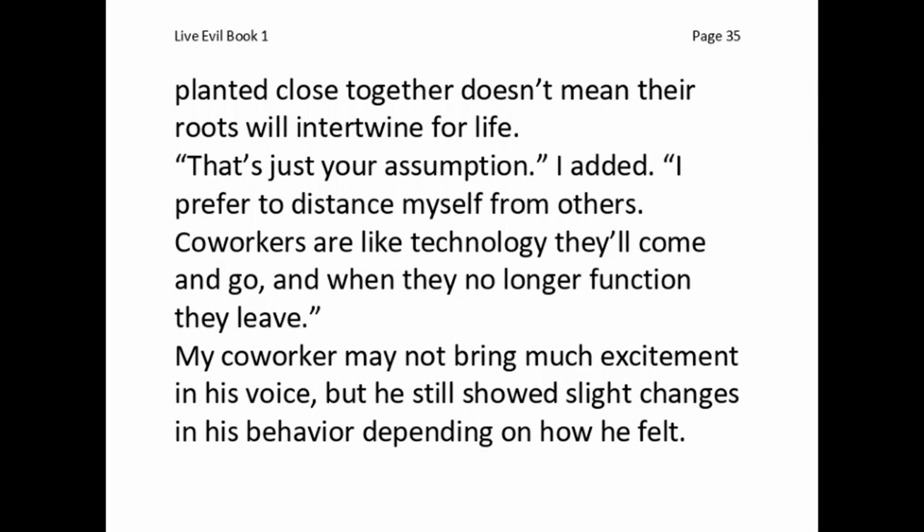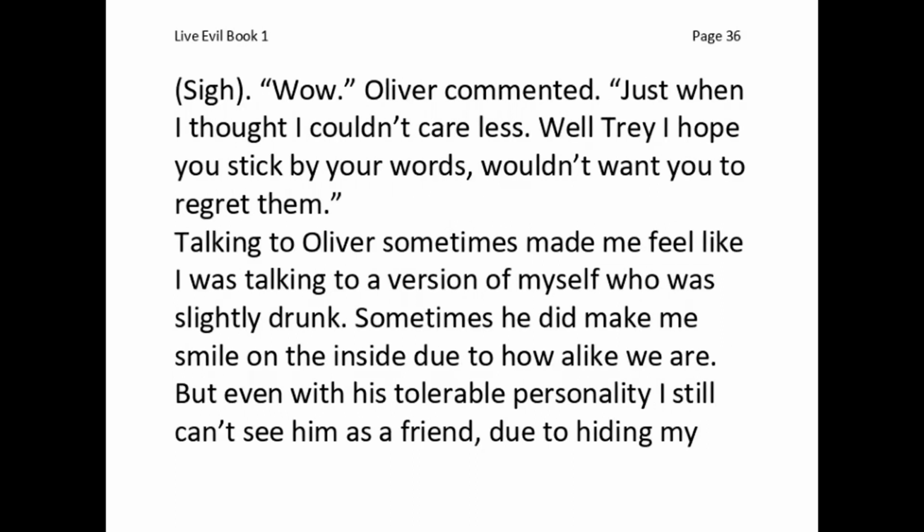"I prefer to distance myself from others. Coworkers are like technology, they'll come and go, and when they no longer function, they leave." My coworker may not bring much excitement in his voice, but he still showed slight changes in his behavior depending on how he felt. Sigh. "Wow," Oliver commented. "Just when I thought I couldn't care less. Well, Trey, I hope you stick by your words. Wouldn't want you to regret them."